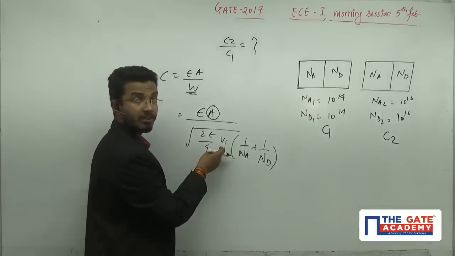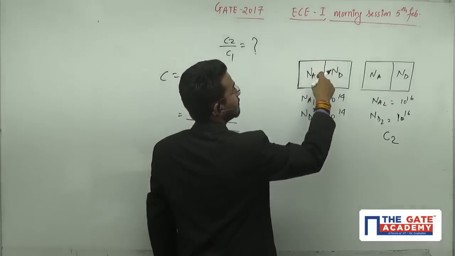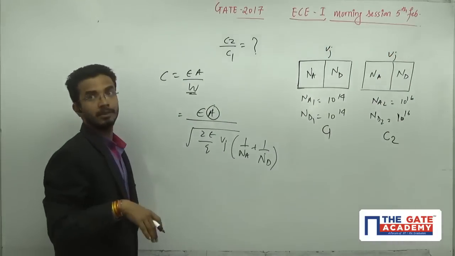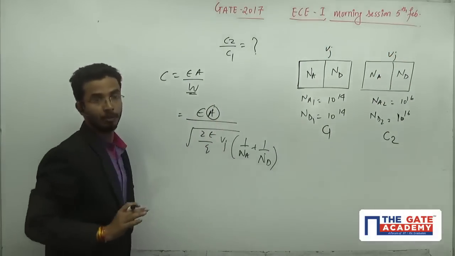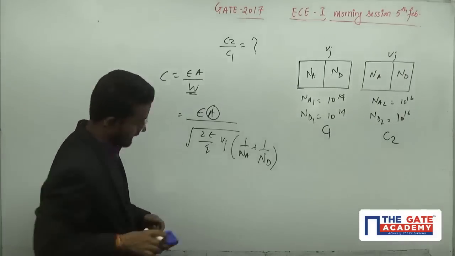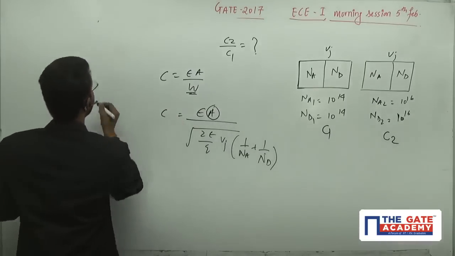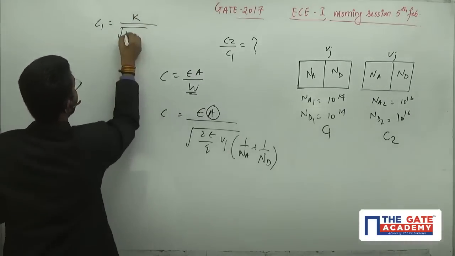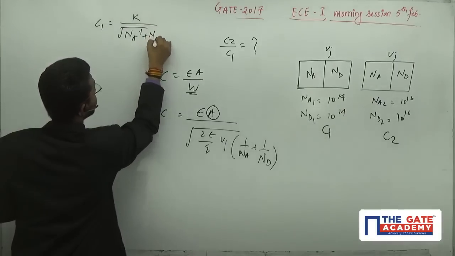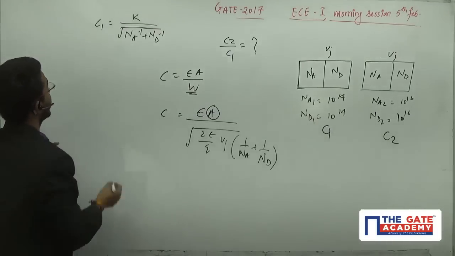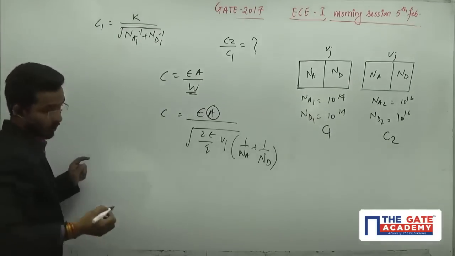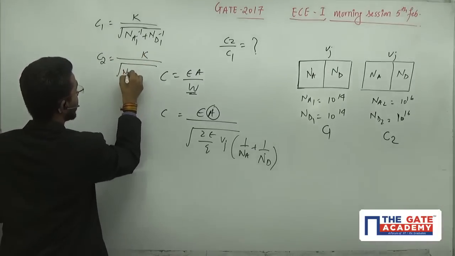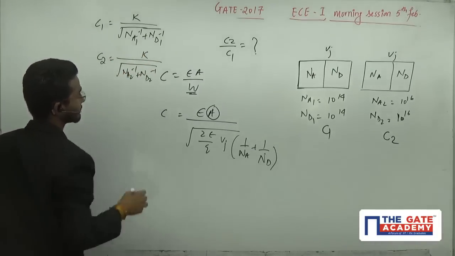This is also the same. The junction potential, that means V_J developed across these two, is the same here and here, because the same reverse bias potential is across both of them. Now I can write the C1 as some constant value K divided by the square root of NA inverse plus ND inverse. And if it is C1, that means NA1 and ND1, and C2 can be written like this: K divided by the square root of NA2 inverse plus ND2 inverse.